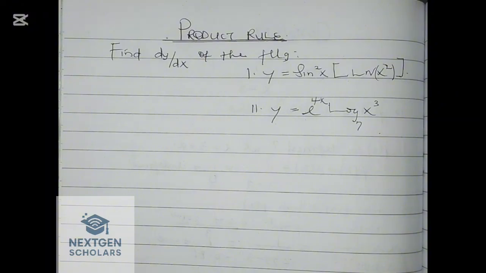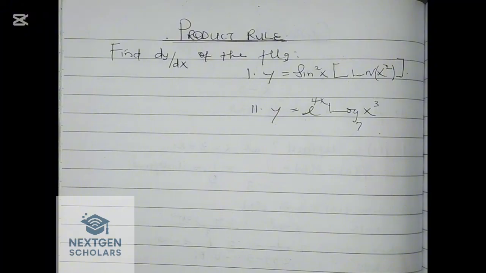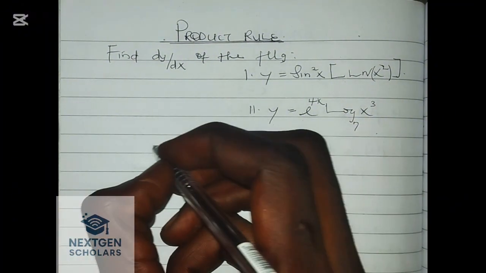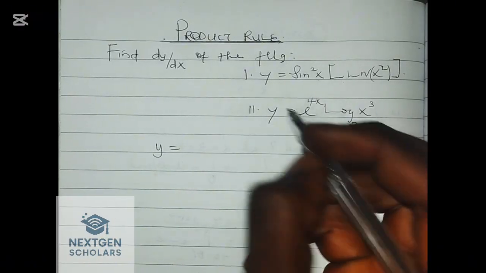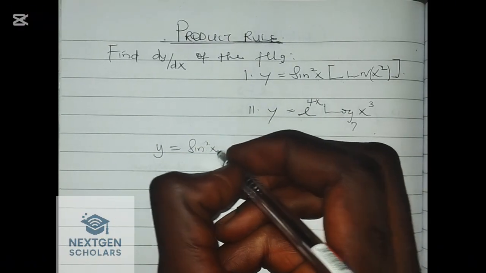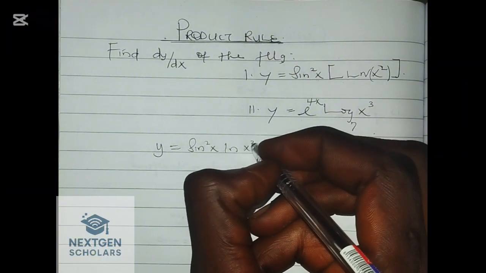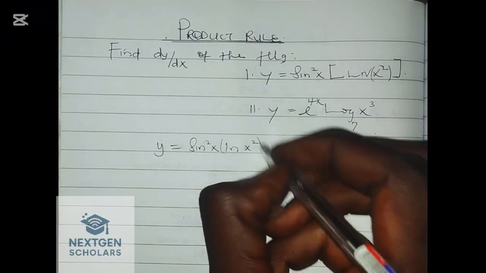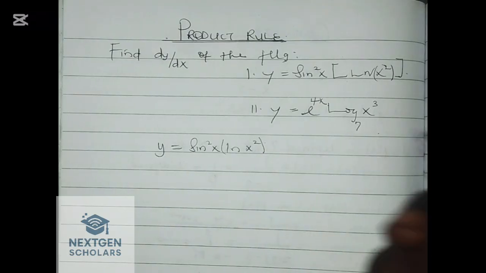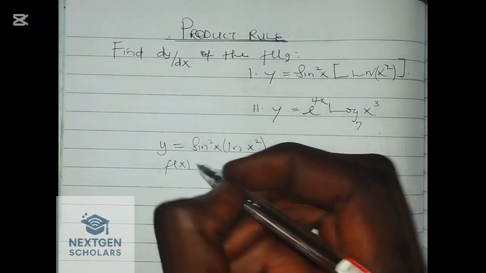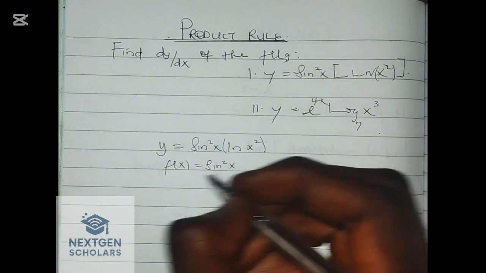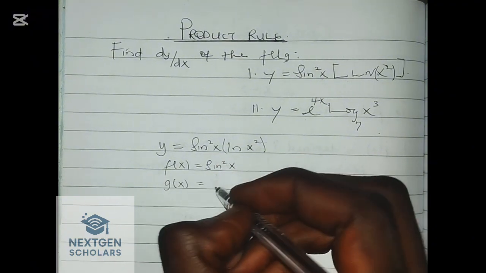From our previous videos, we know that if you have two functions f of x and g of x, you can find the derivative of the function itself using the product rule. So let us apply it as we have been doing. The first one is y equals sine squared x multiplied by ln x squared. These are two separate functions. So let us pick f of x to be sine squared x and g of x to be ln x squared.